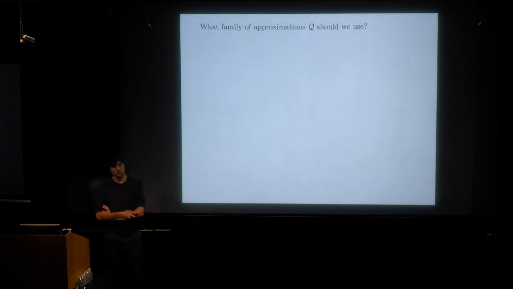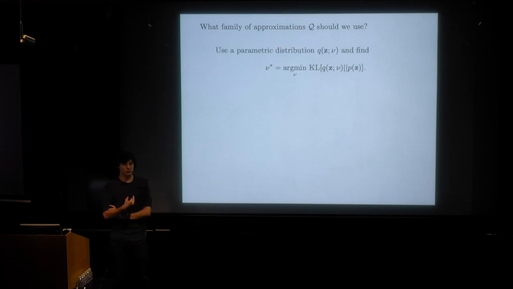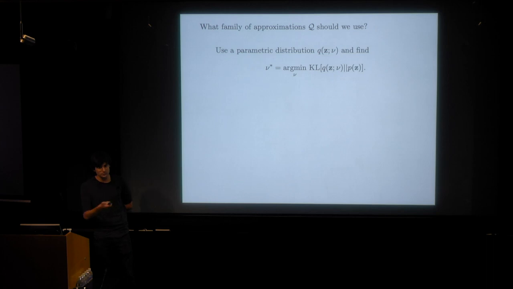So the next thing we need to determine is what family of approximation are we going to use? And we typically use a parametric family. Right? So what that means is my distributions are fully defined by a finite number of parameters. So if I have a Gaussian approximation, that would be the mean and the variance. And then I solve my optimization problem with respect to those parameters.